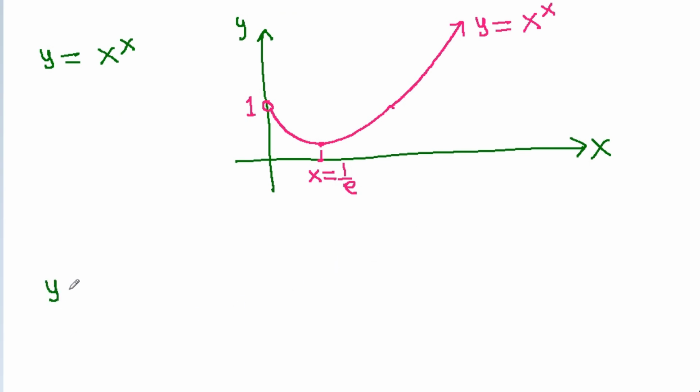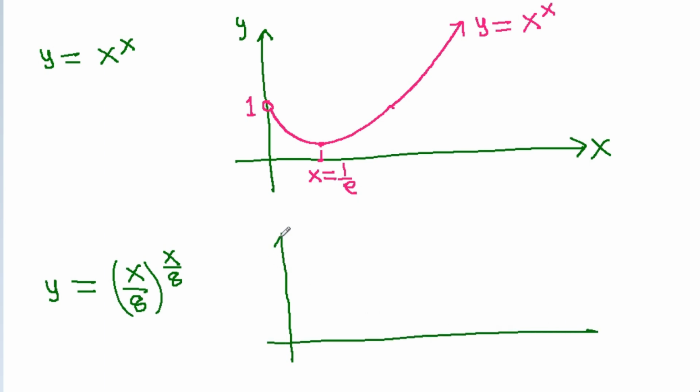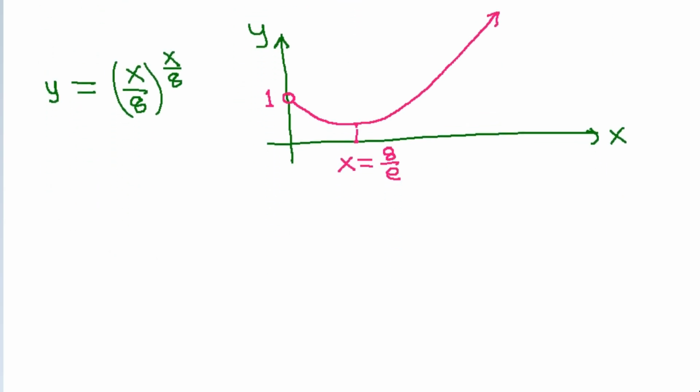But we have y equal to (x/8)^(x/8). So the graph will be like this. At x equal to 0, y will tend to 1, and at the minimum value of y, x will be equal to 8/e. And we have (x/8)^(x/8) is equal to 8^8.